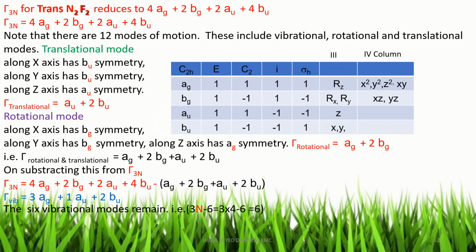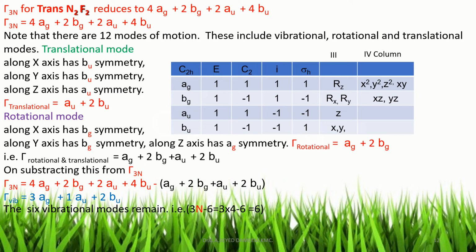Now the translational modes: along the x-axis, Bu symmetry; along the y-axis, Bu symmetry; along the z-axis, Au symmetry. These are determined from the third column of the C2h character table. So the representation corresponding to the translational modes is Au plus 2Bu. Similarly, for rotational modes: along the x-axis, Bg symmetry; along the y-axis, Bg symmetry; along the z-axis, Ag symmetry. These are also determined from the third column of the C2h character table. Therefore, Gamma rotational is equal to Ag plus 2Bg.